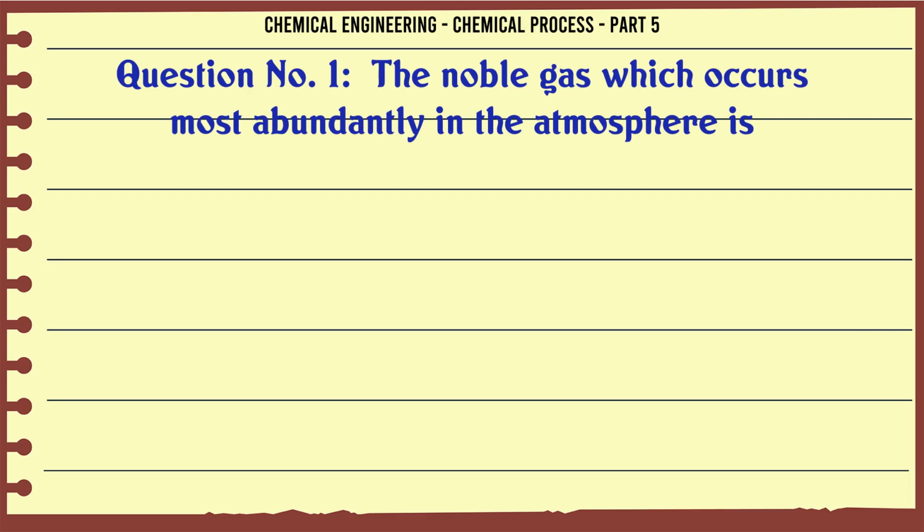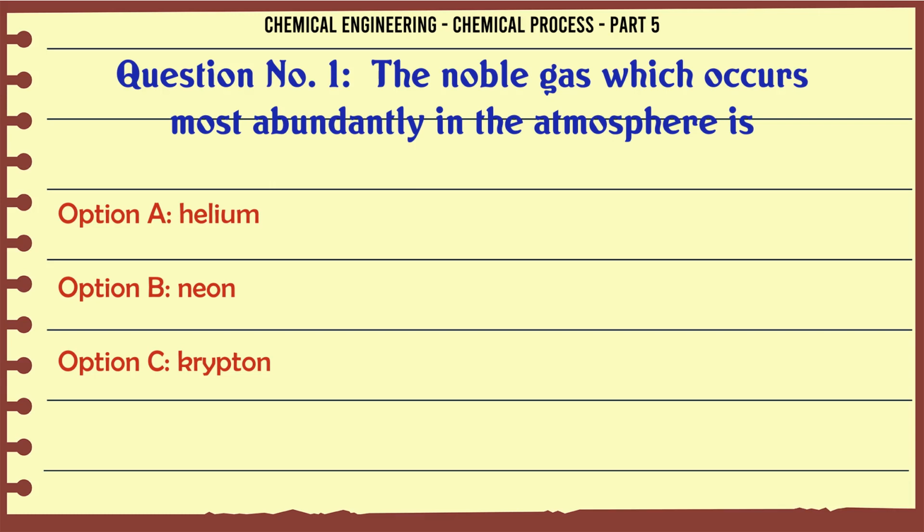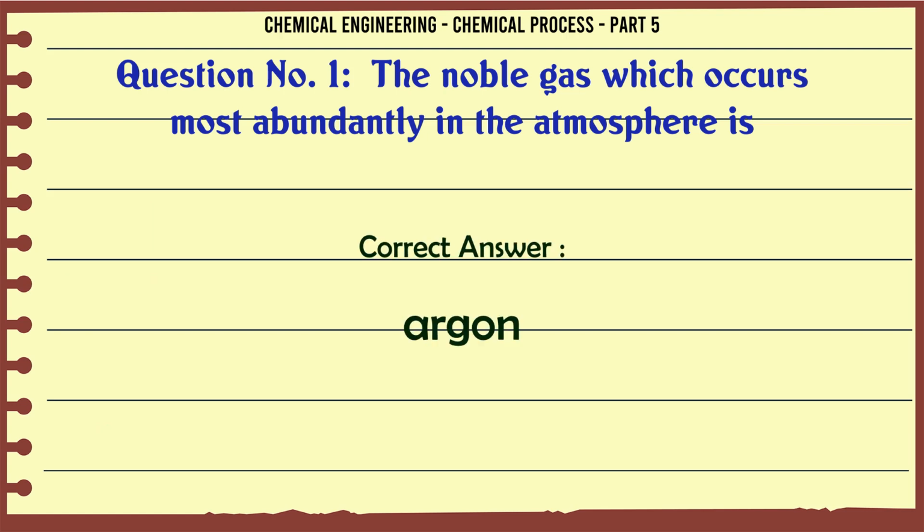The noble gas which occurs most abundantly in the atmosphere is A. Helium, B. Neon, C. Krypton, D. Argon. The correct answer is argon.